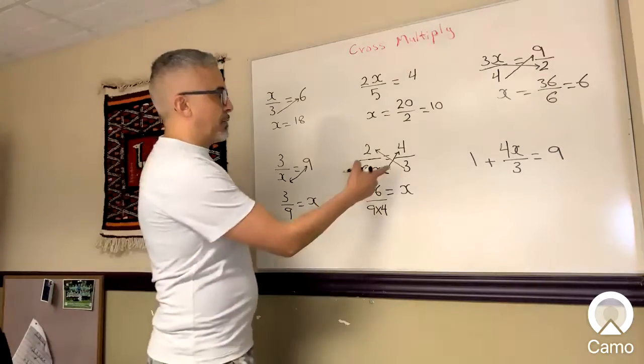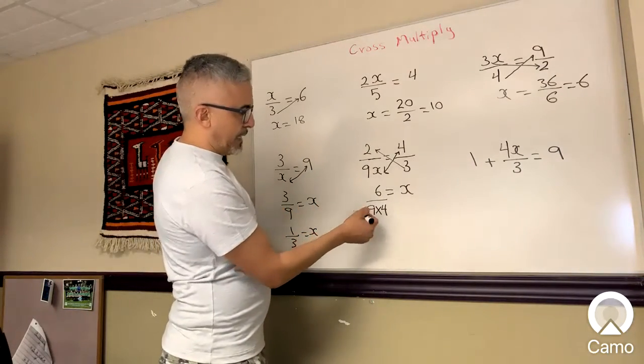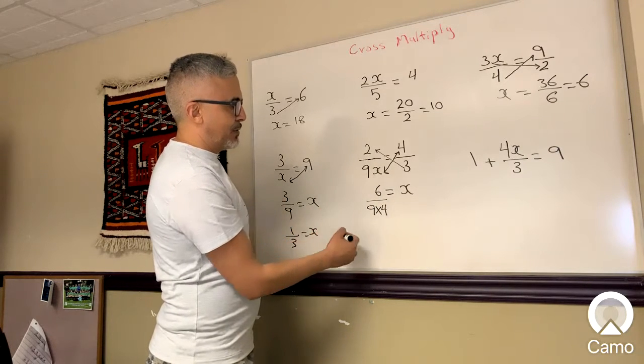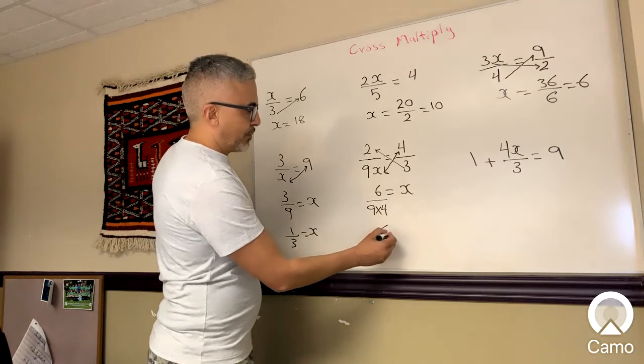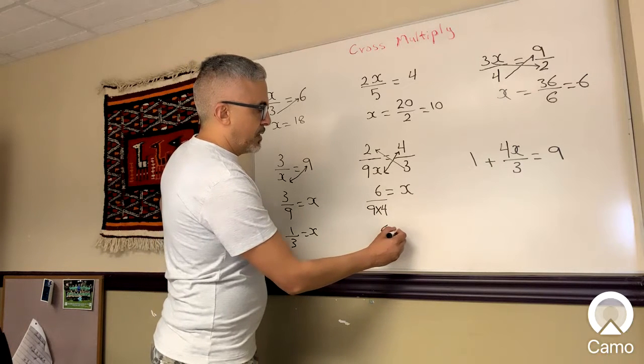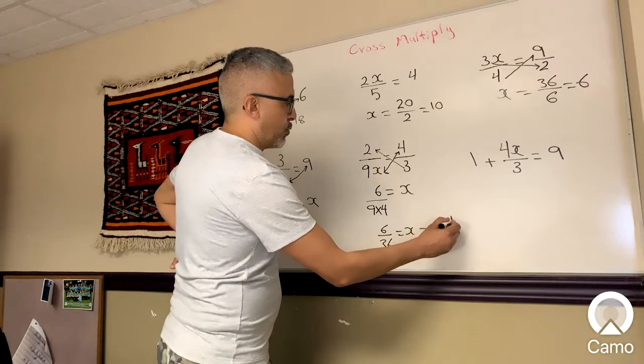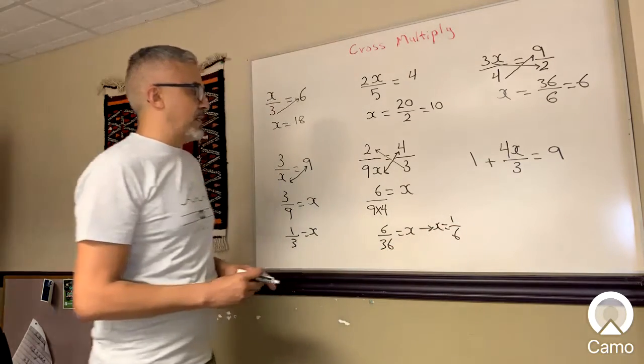So it became 3 times 2 is 6 and 4 times 9. I just wrote it out so you see what happened. And here, if you want to see it, it's 3 times 2. And now we have 6 over 36 equals x, which is x equals 1 over 6. You still have to reduce the fractions.